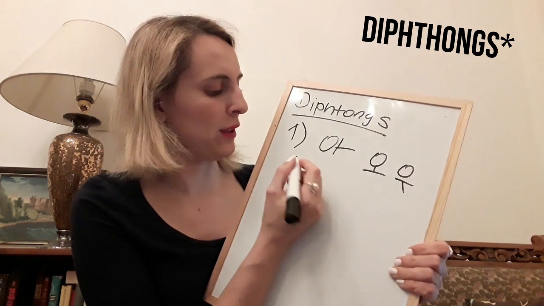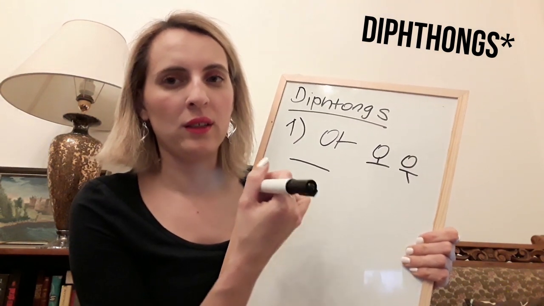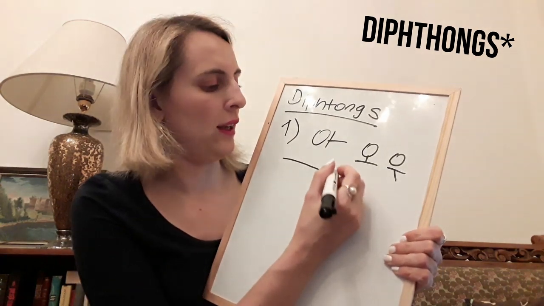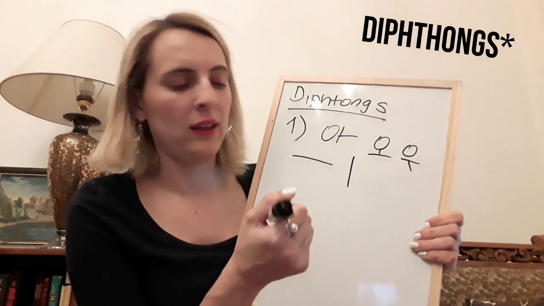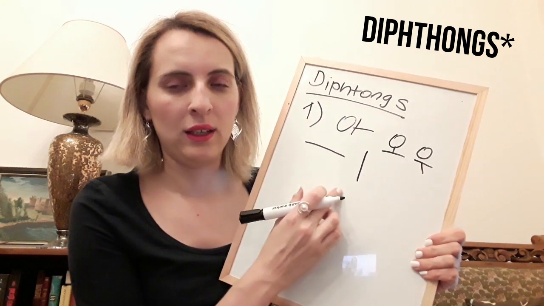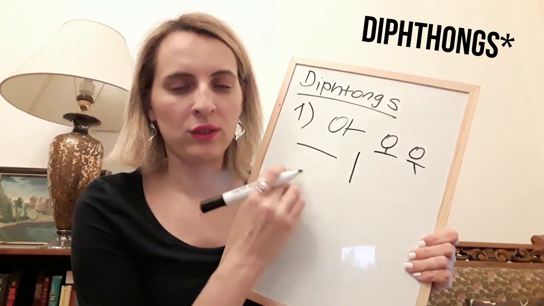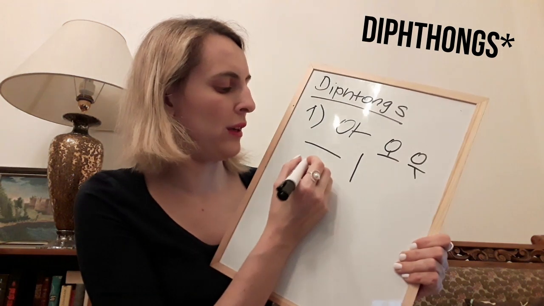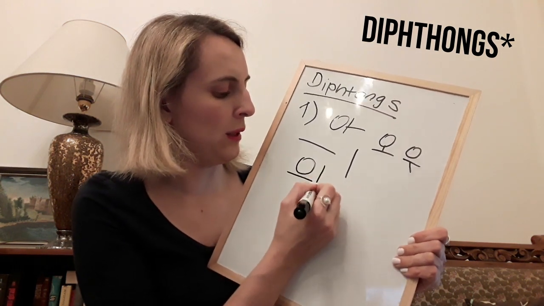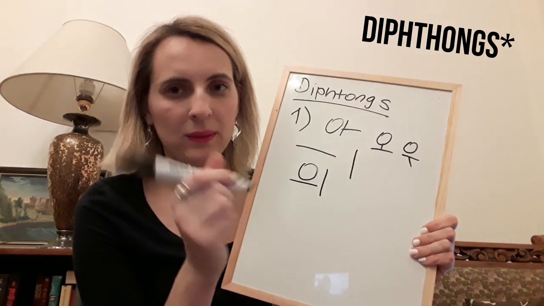So let's write our first diphthong. Our first diphthong is actually a combination of this vowel, which we learned, this one, right, and this one, it is e. So try to pronounce this together. So e, e. This is actually how they are pronounced when they are together. So oi. But there is a catch.